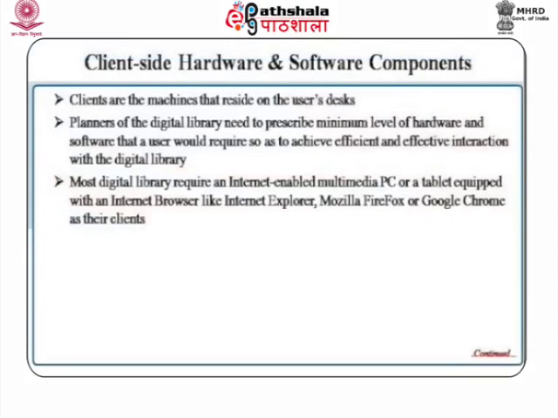So far we have seen server-side hardware and software components. Now let's have a look at client-side hardware and software components. As told earlier, clients are the machines that reside on users' desks or laptops or tablets. The planners of a digital library need to prescribe the minimum level of hardware and software that a user would require so as to achieve efficient and effective interaction with the digital library. Most digital libraries require an internet-enabled multimedia PC or a tablet equipped with internet browsers like Internet Explorer, Mozilla Firefox or Google Chrome as their clients.